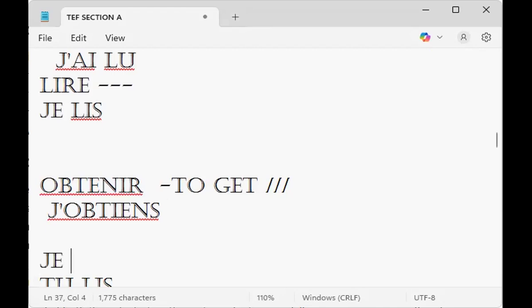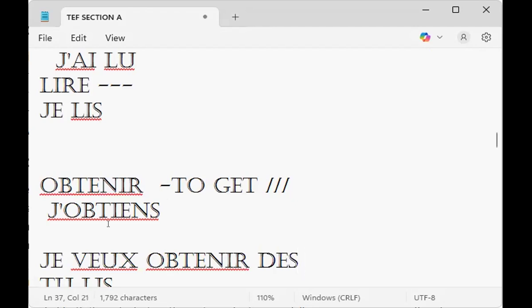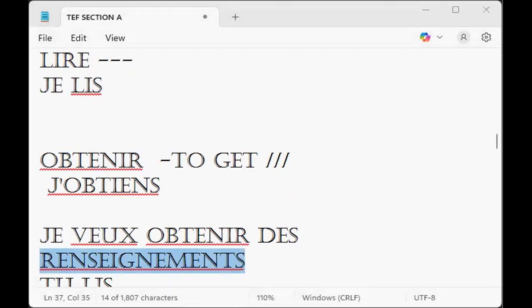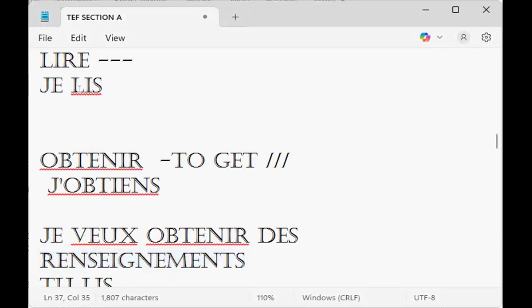Je vais obtenir des renseignements. Renseignements, c'est quoi? Information. Je vais obtenir, I want to get some information. Renseignement, c'est quoi? Tell me. Information. C'est clair. Je vais obtenir des renseignements. I want to get some information. C'est clair.